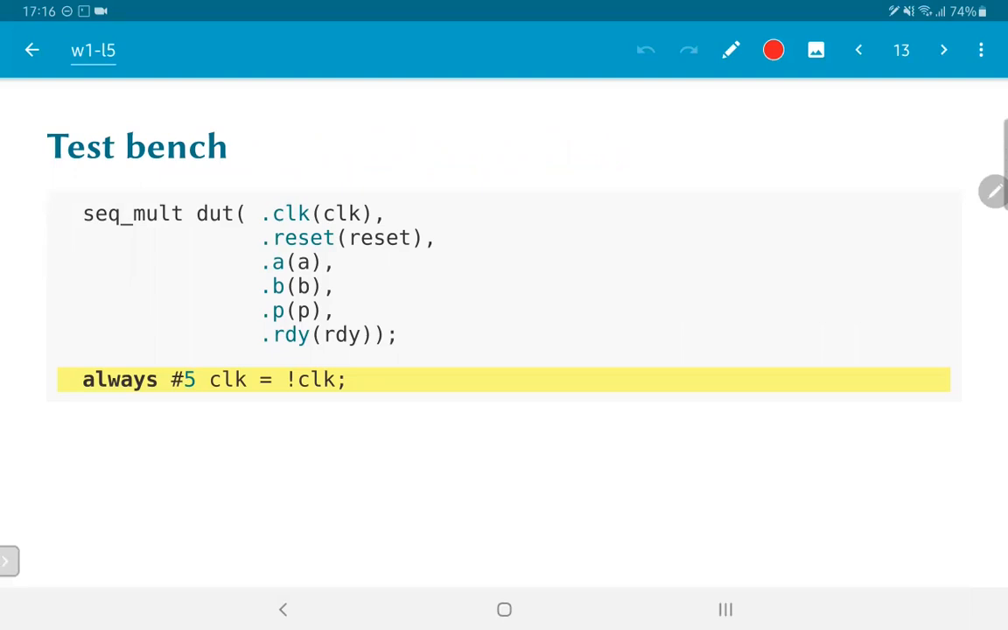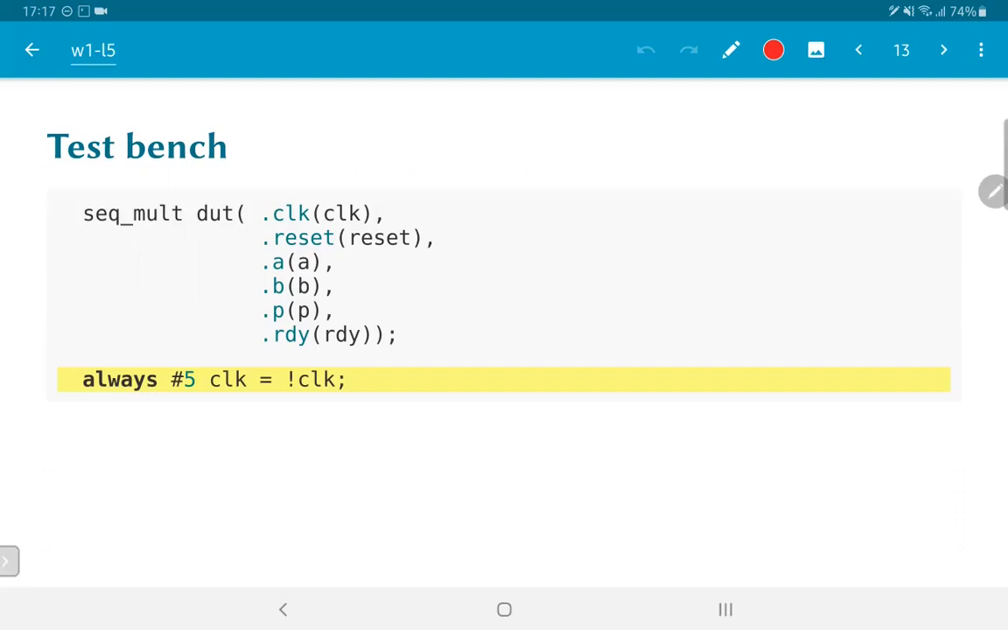We have the design under test, which is instantiated. And the next line after that, highlighted over here, shows that we are essentially creating a clock signal. With the simple statement, always #5 clock is equal to not clock, which means that every 5 nanoseconds, the value of clock toggles between 0 and 1. In this way, we have created a 10 nanosecond clock purely for simulation purposes.